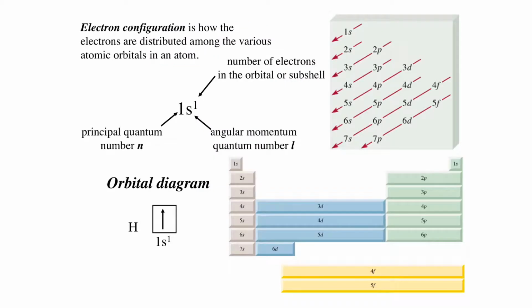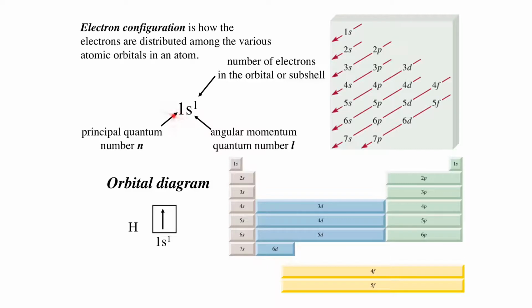Okay, so now that we have all of these options for places to put our electrons in an atom, we need to have a way to describe where the electrons are in these orbitals. And the tool that we use to do that is something called the electron configuration. It tells us how electrons are distributed among the various atomic orbitals. So this is the standard form of an electron configuration.